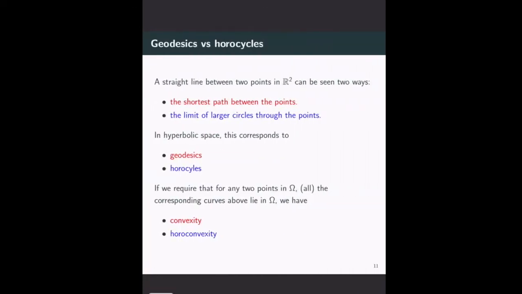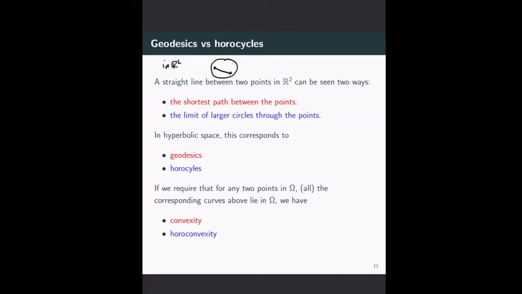So what do I mean by convexity? Let's go through this. Convexity in R2 means that if you have a domain and you take any 2 points, the line segment between the points is inside the domain. But what is a line segment? A line segment can be seen two ways. It's the shortest path between the 2 points, or it's the limit of larger circles through the points.